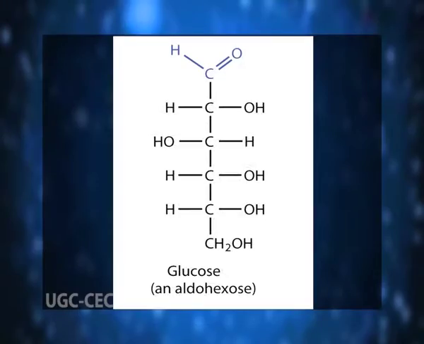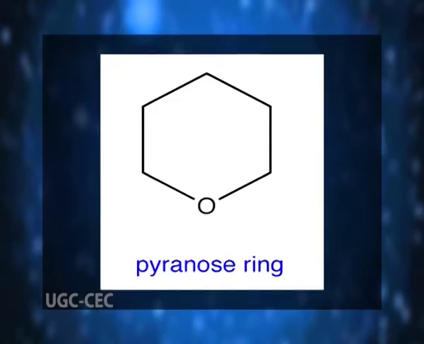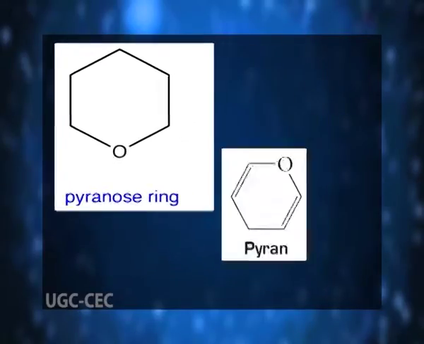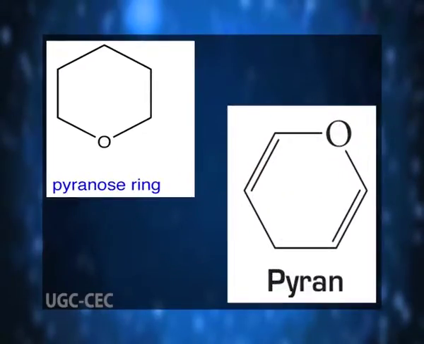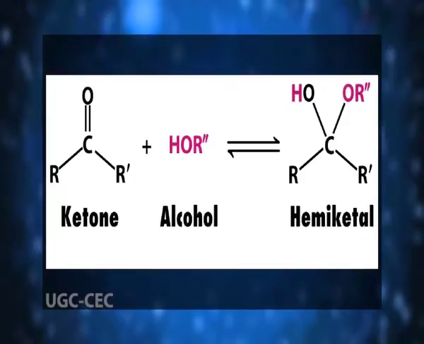For an aldohexose such as glucose, the carbon 1 aldehyde in the open chain form of glucose reacts with the carbon 5 hydroxyl group to form an intramolecular hemiacetal. The resulting 6-membered ring is called a pyranose because of its similarity to pyran. Similarly, a ketone can react with an alcohol to form a hemiketal.